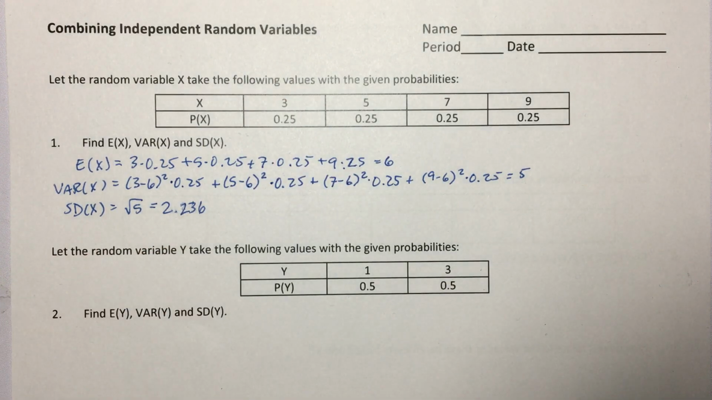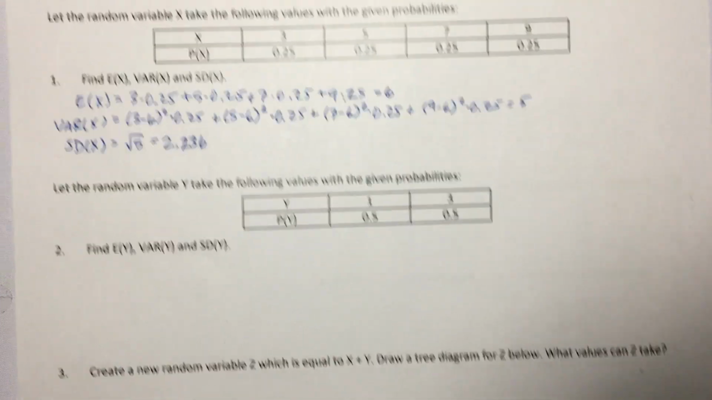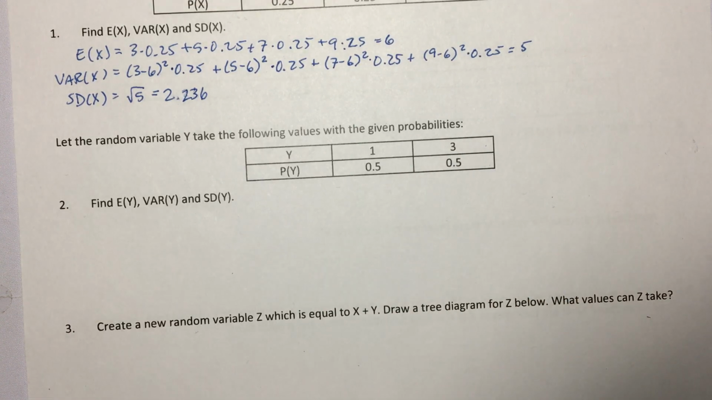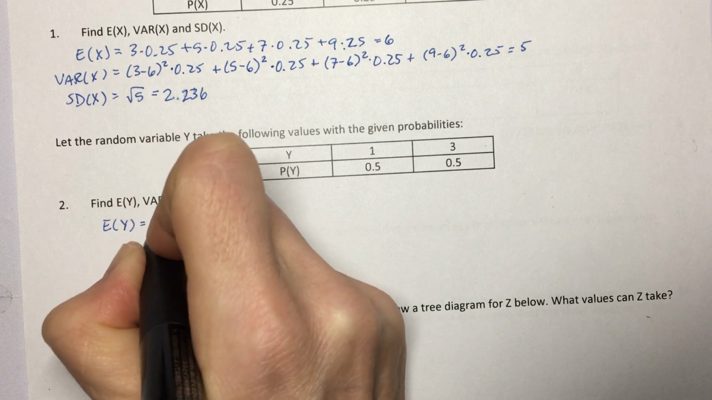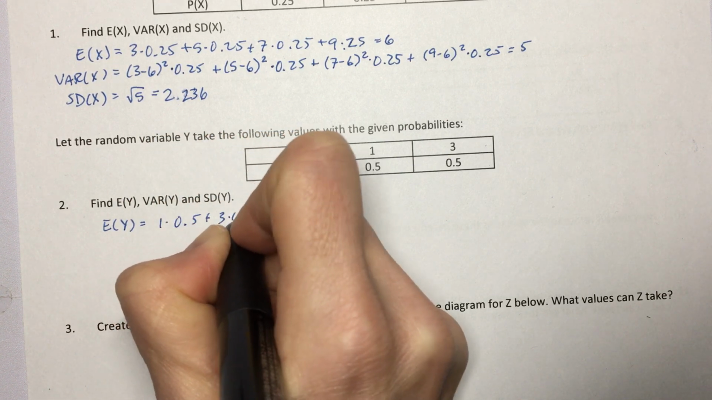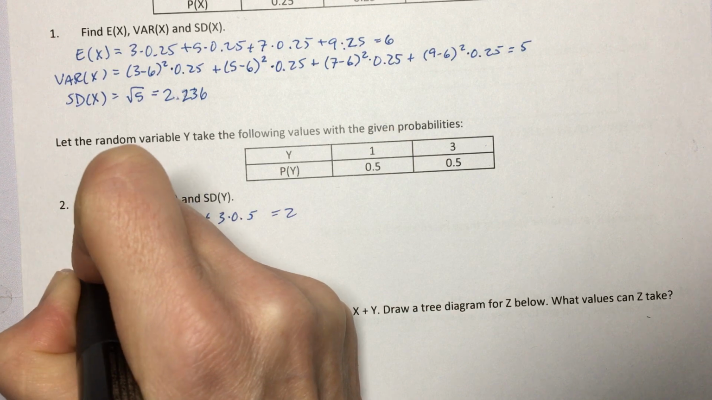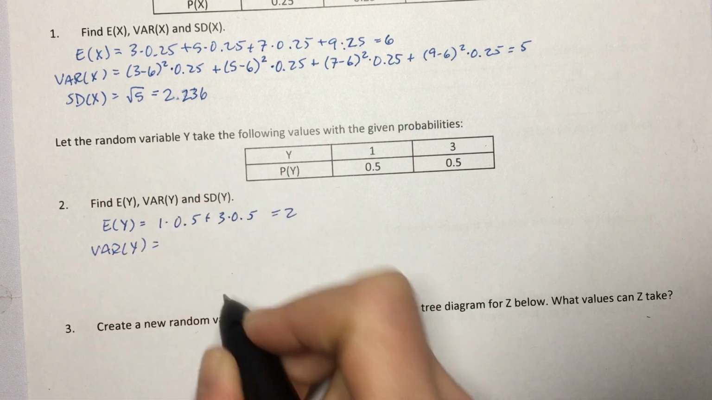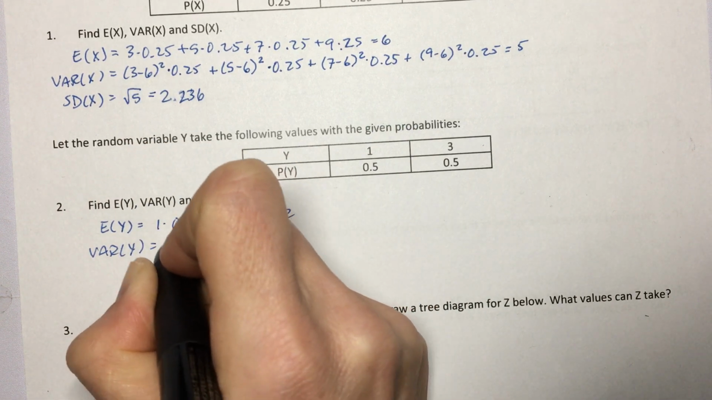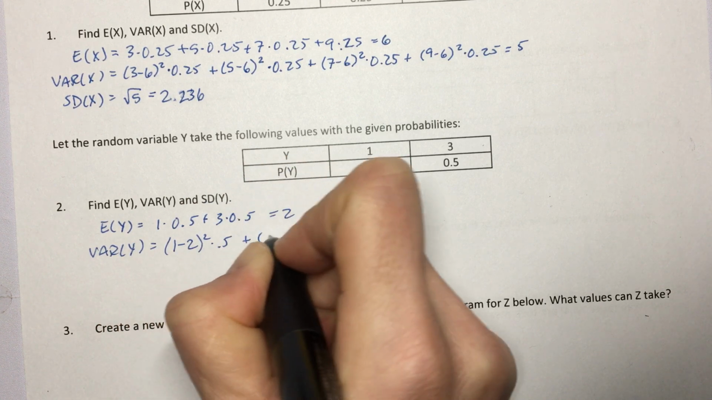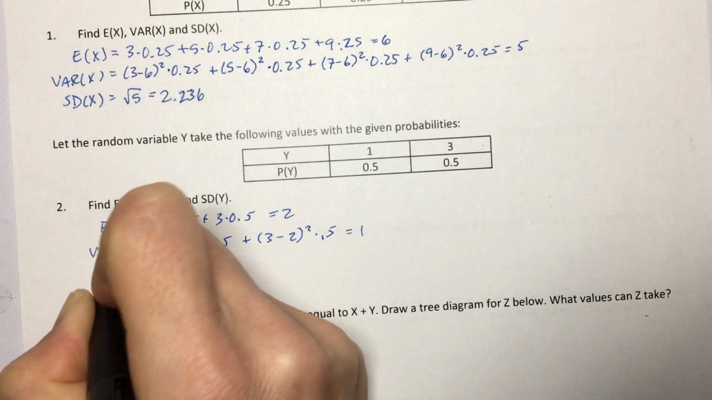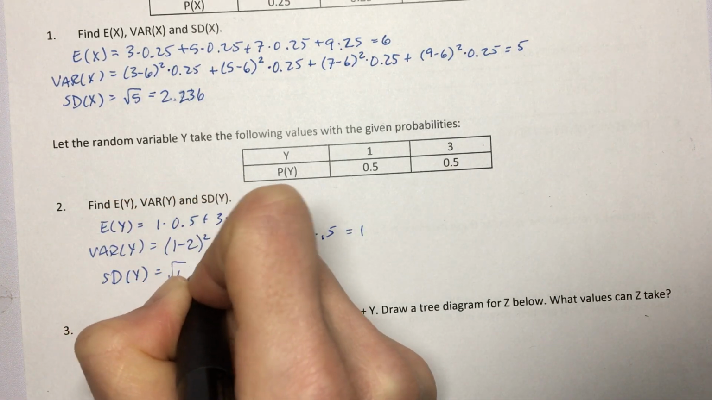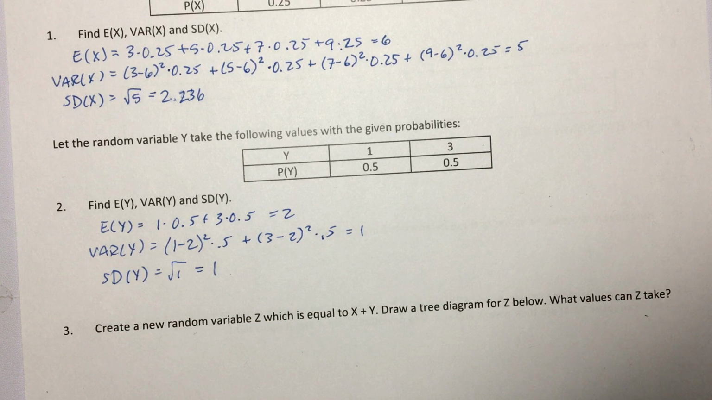Okay, so we'll do the same for Y. It's pretty quick. Our expected value of Y is going to be 2, because it's 1 times a half plus 3 times a half. Our variance will be 1 minus 2 squared times a half plus 3 minus 2 squared times a half, which is 1. And then our standard deviation of Y is the square root of 1, so 1. I know I went through that super fast, but it's the exact same process. Okay, that's the boring bit.